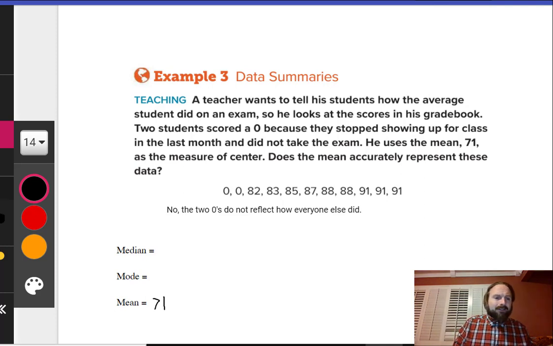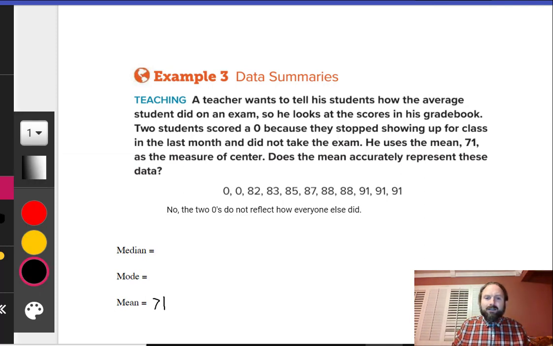Now, a more accurate measure would be using the median. So let's cross these out. I can cross them out and go 1, 1, 1, 1, 1, 1, 1, 1. So it looks like the median is 87. And it looks like the mode, well, there's 3 91s. So each of these has a better representation of the data. For example, 87, it's not skewed as much. If we took off the zeros, our score would have been 88.